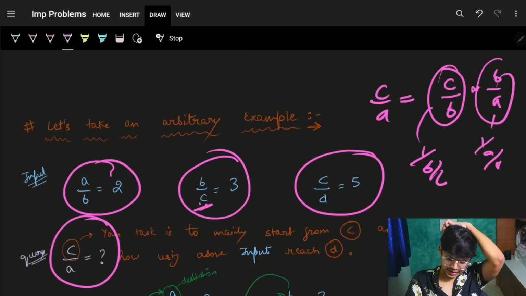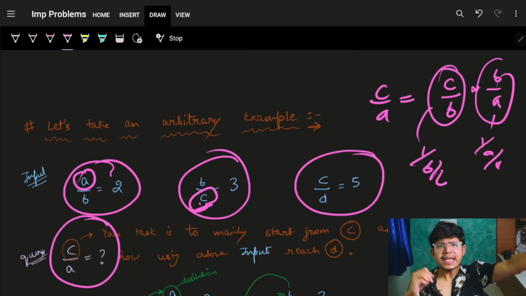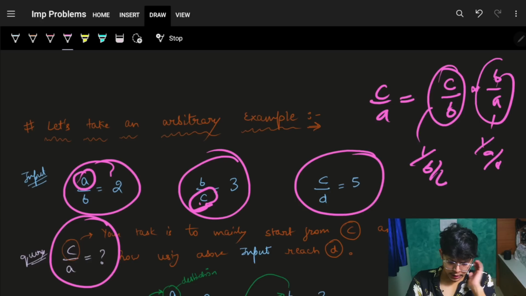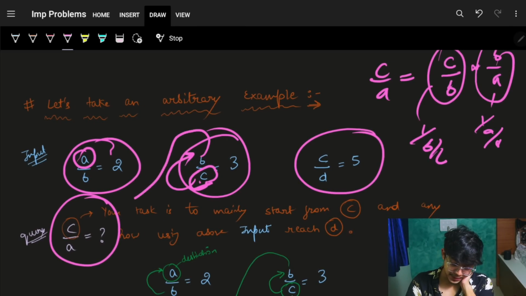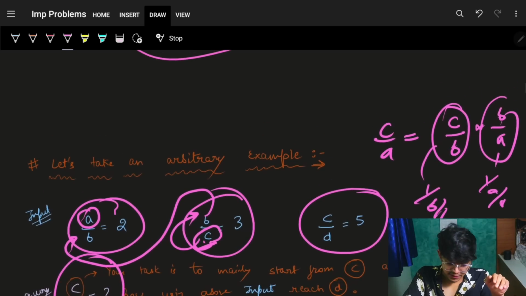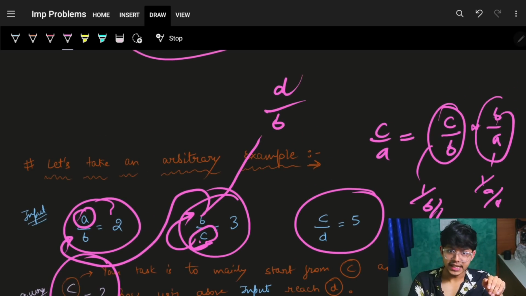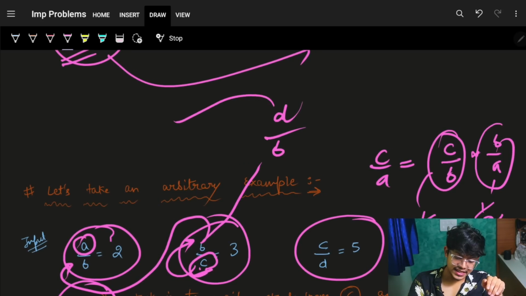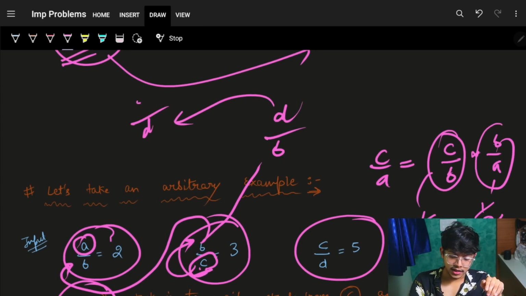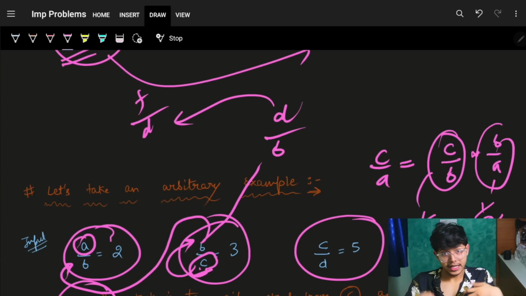So I am trying to go from this C to the A, any A possible, as simple as that. So what I did was, I just tried to go from this C to this B. For sure, it can have multiple Bs, which means this B could also reach another B, which is B upon, let's say, D. And maybe this D is reaching some other thing, let's say, D upon F. So it can have multiple, right?